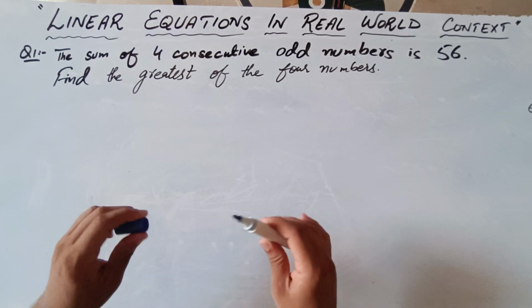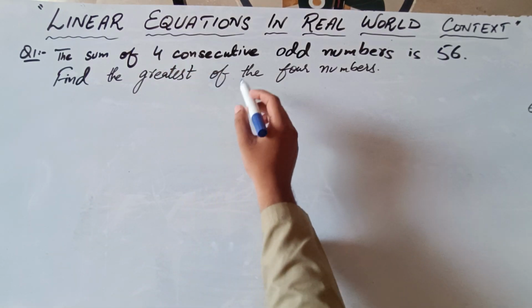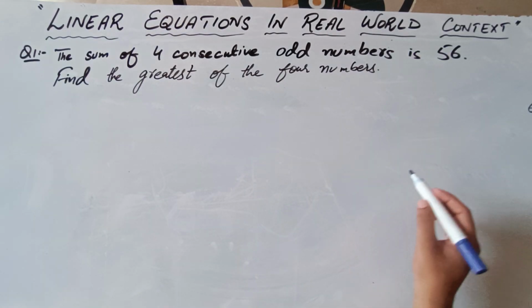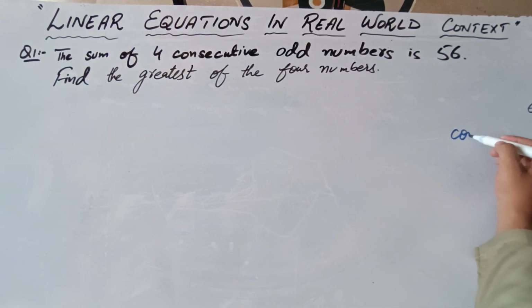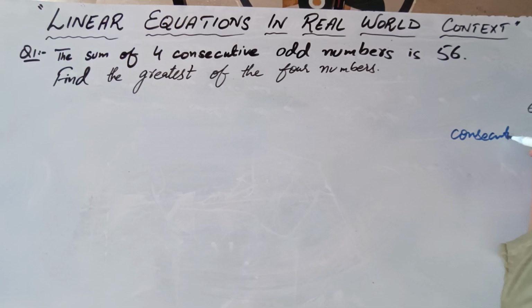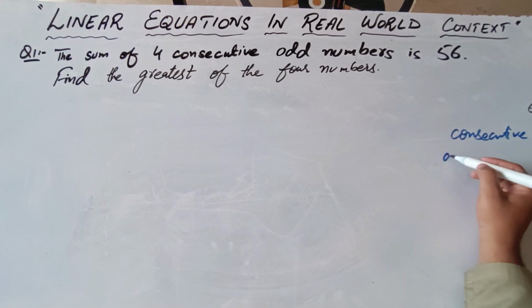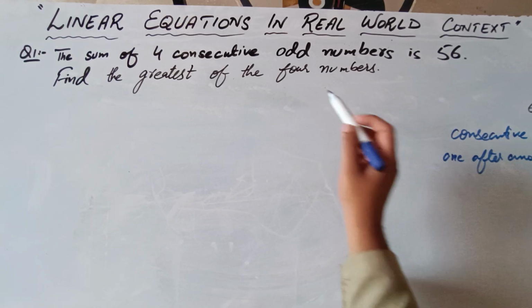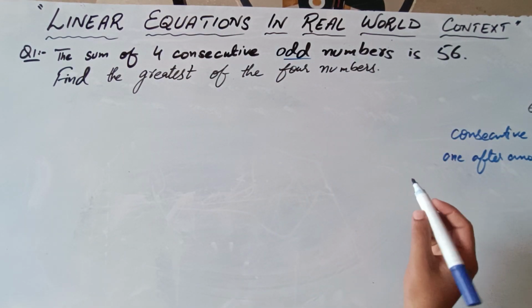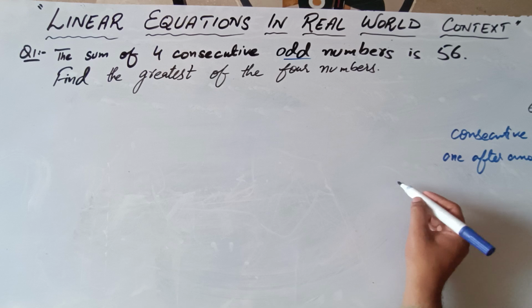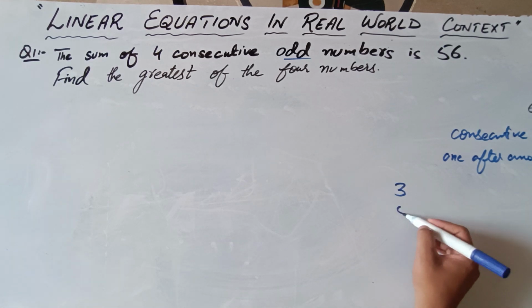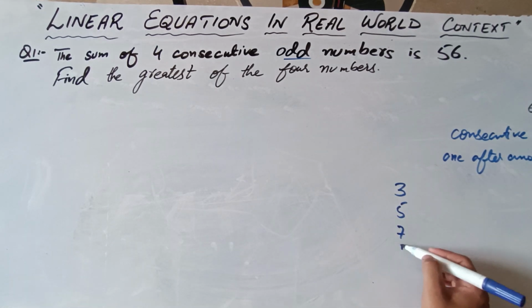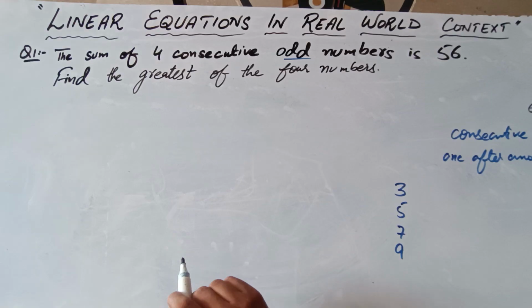Whenever these types of questions come, first of all, consecutive means one after another. So we must know the meaning of a few things. Consecutive means one after another. For example, consecutive odd numbers. A few odd numbers which are consecutive are 3, 5, 7, 9. These are consecutive odd numbers.